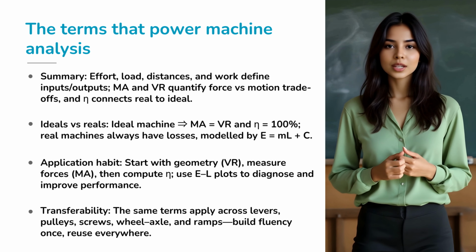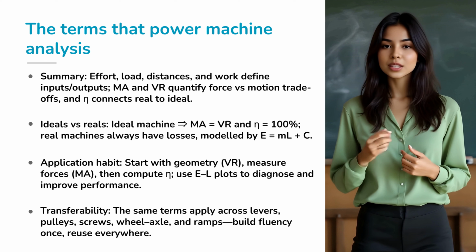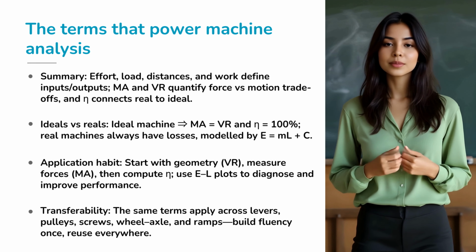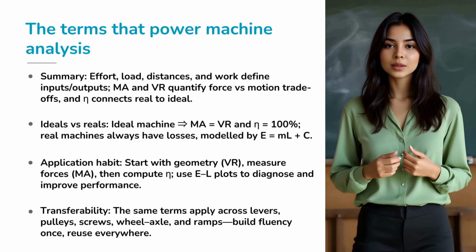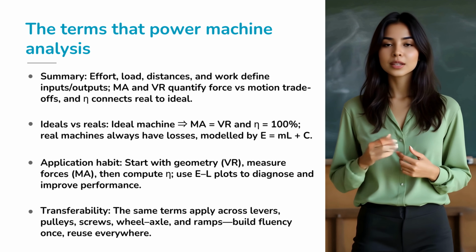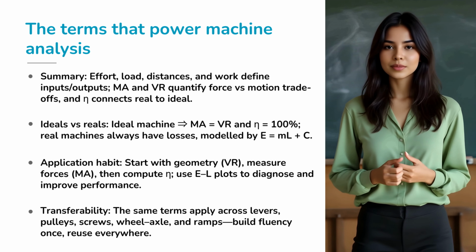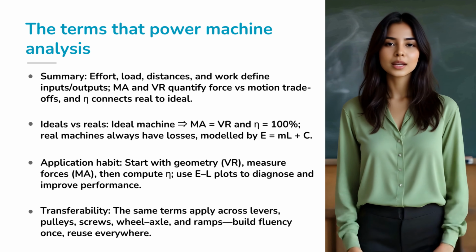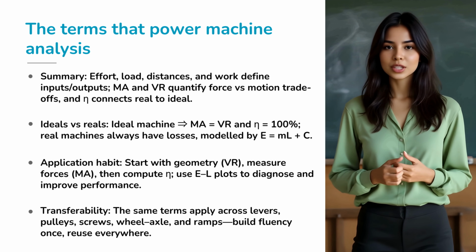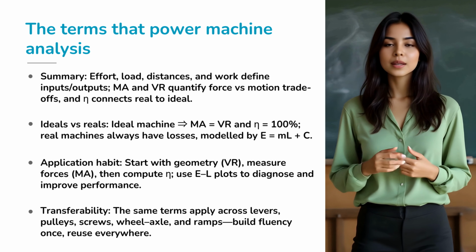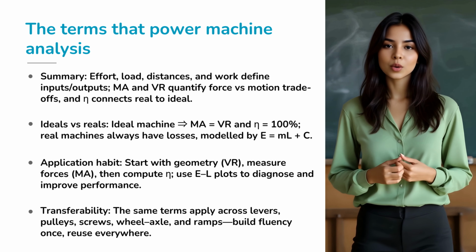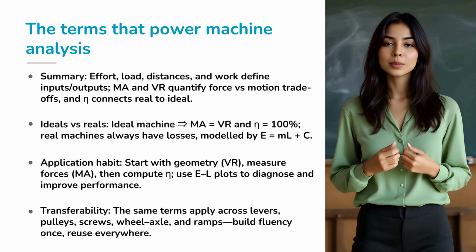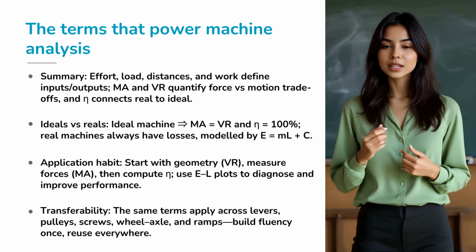Let's quickly revise what we've learned about the technical vocabulary of machines. Effort and load are the forces, dE and dL are the paths they travel, and those give us work in and work out. Mechanical advantage L by E tells the force multiplication. Velocity ratio dE by dL captures the ideal geometry, and efficiency MA over VR times 100% connects real to ideal.